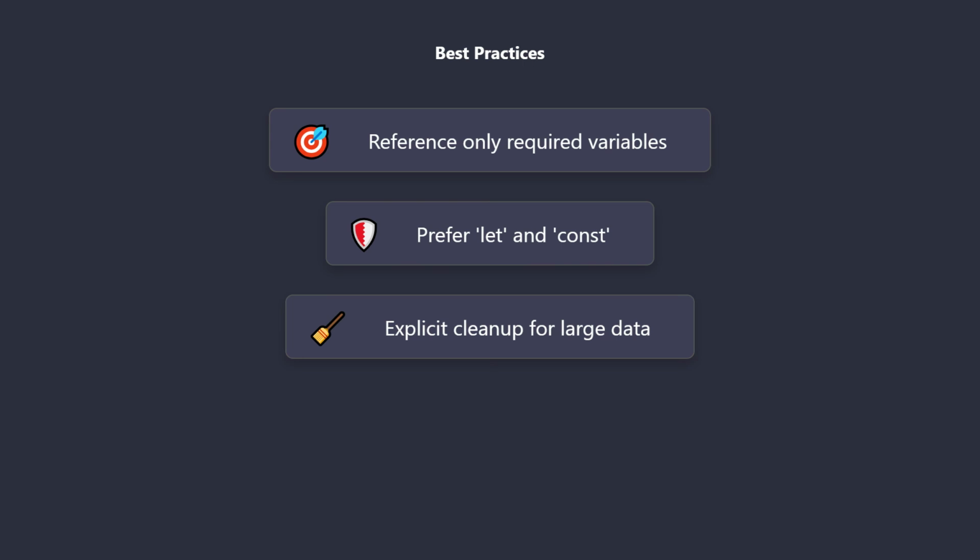Always implement explicit cleanup mechanisms for long-lived closures. This is especially true if they reference large data structures. Use weak references if the retained object should not prevent garbage collection. Regularly audit your code for unnecessary variable retention in persistent closures. Efficient closure management is key to high-performance JavaScript.